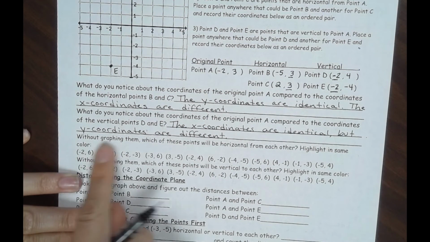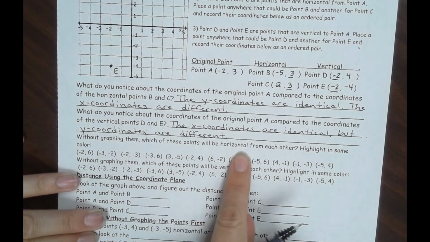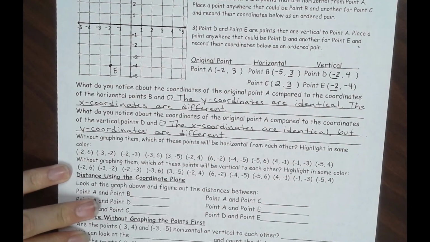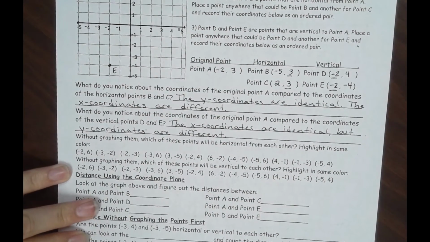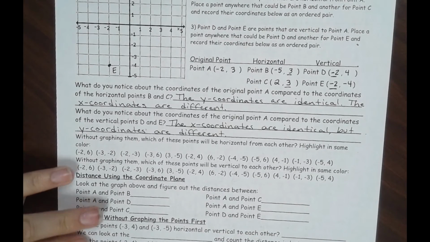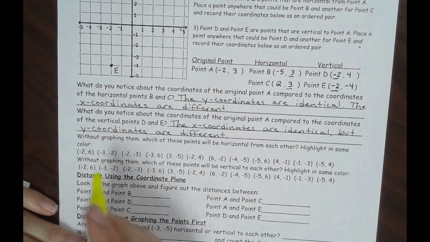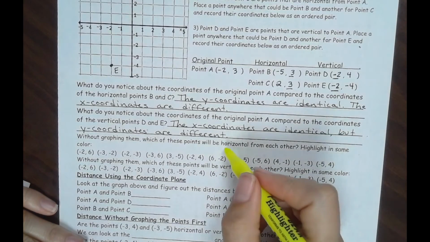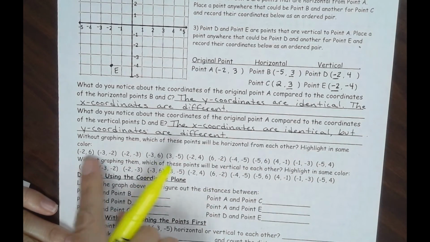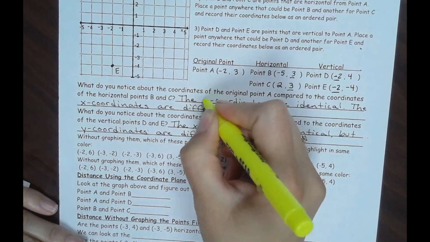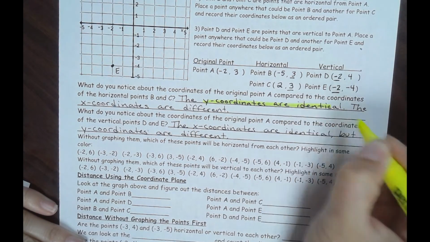So, without graphing them, which of these points will be horizontal from each other? Highlight in the same color. You should have 2 highlighters. You should also have a red pen. So, if you need more than 2 colors, go ahead and pull out your red pen. We're looking for points that are going to be horizontal from each other. If they're horizontal, then our y coordinates will be identical.